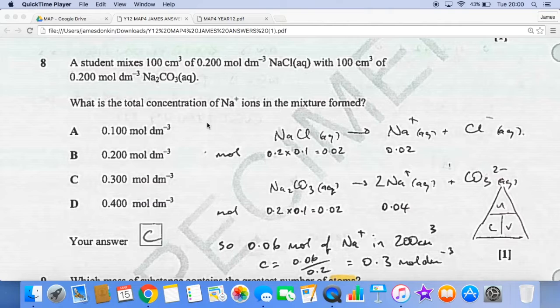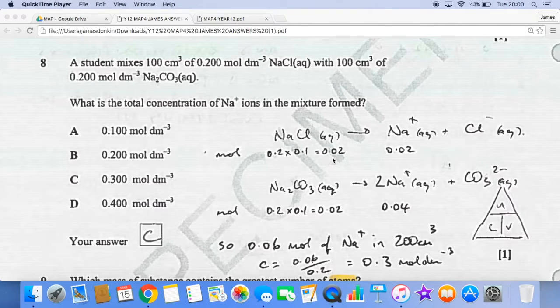Number 8, a student mixes 100 cm cubed of 0.2 moles per decimeter cubed sodium chloride with 100 cm cubed of 0.2 moles per decimeter cubed sodium carbonate. What's the total concentration of sodium ions in the mixture formed? You can see I've taken the sodium chloride and worked out how many moles of sodium chloride I've got, and that's done by the concentration multiplied by the volume. Remember, volume must be in decimeters cubed.